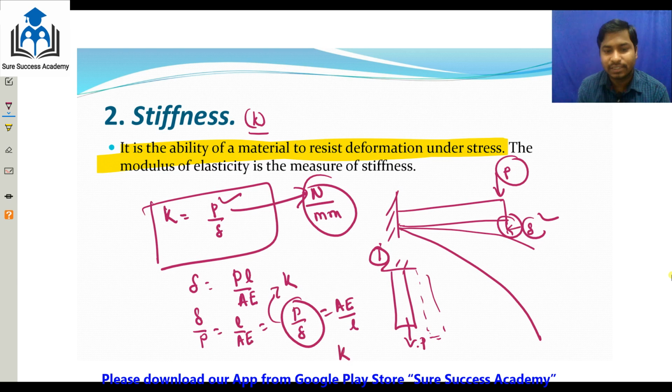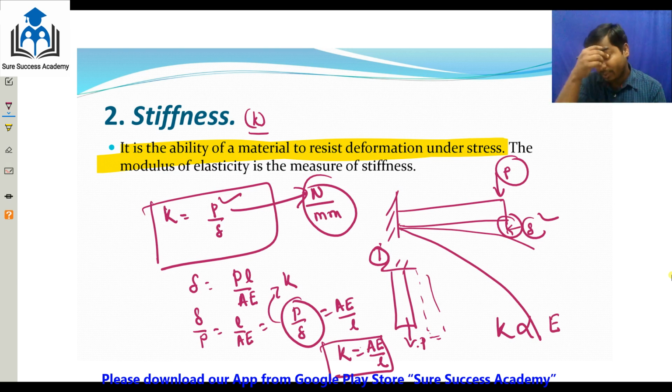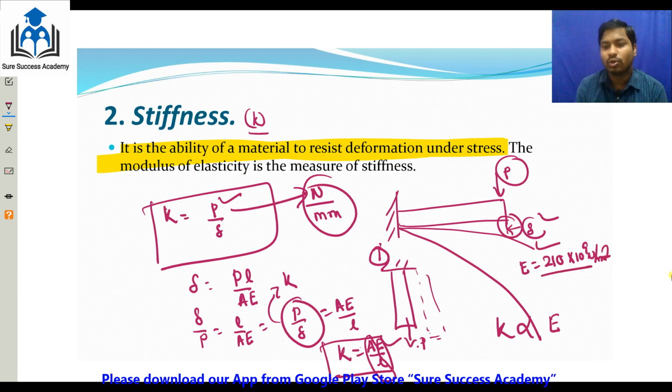So K is equal to AE by L. If you see, K is proportional to E, and A and L. A is the cross-sectional area, L is the length of the bar. A and L are very, very small as compared to E. E is the modulus of elasticity; suppose mild steel is available at 210 GPa, so 10 to the power 9 Newton per meter square. So as compared to area and L, the E value is very large.